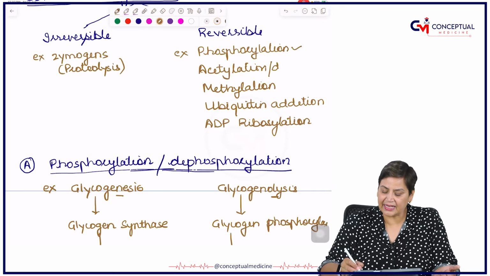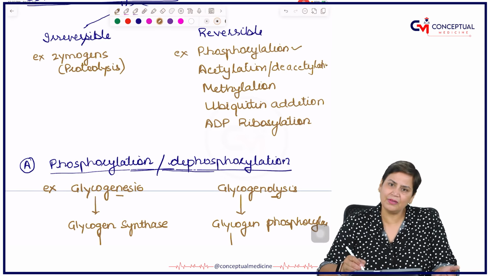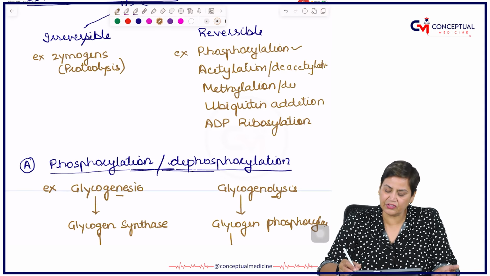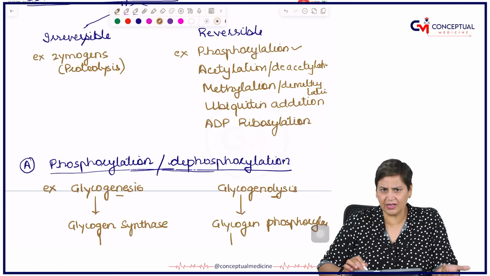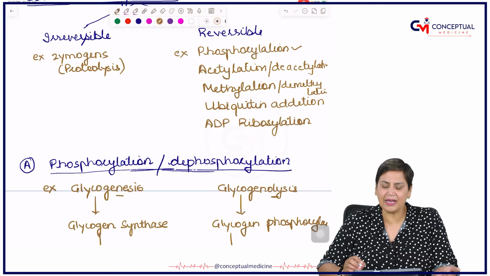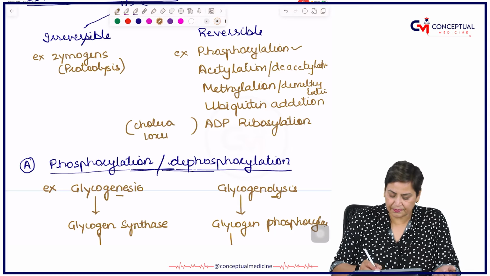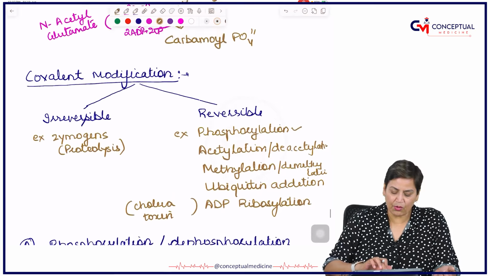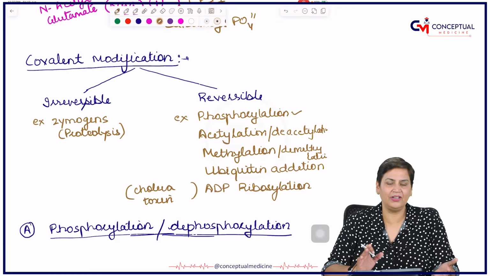Acetylation or deacetylation is there, which is required in regulation of gene expression, which we will be discussing in detail in molecular biology. If we talk about methylation, again demethylation, which we will be discussing in molecular biology again, where we are going to study epigenetics. Ubiquitin is again simple, it will lead to degradation, and ADP ribosylation, which again in molecular biology has a very important role to play in cholera toxin. So these are very important covalent modifications, and this is how the regulation of enzyme activity is done.